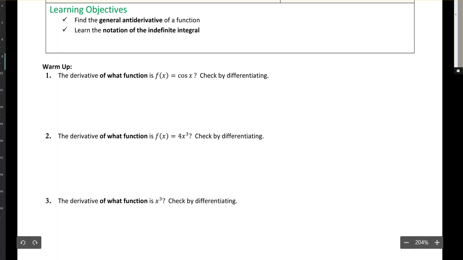All right, so I'm jumping back in. Hopefully you've had a moment to think about these. The derivative of what function is cosine x? Perhaps you came up with sine x.